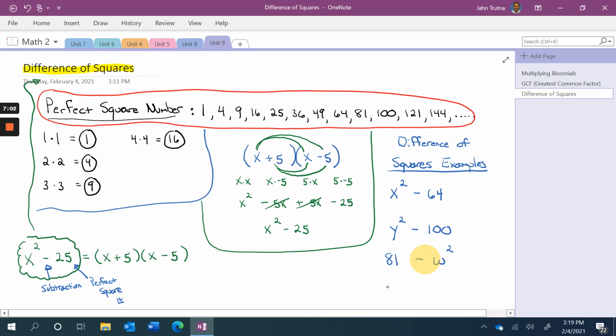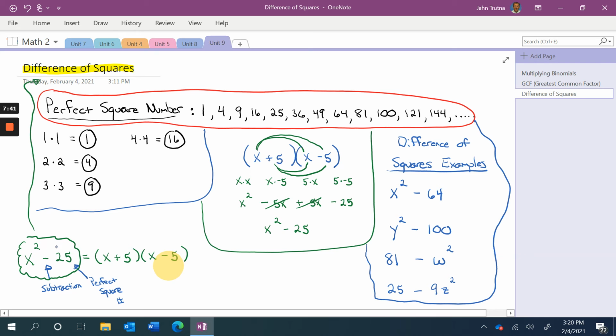Another example would be something like this. How about 25 minus 9z to the second power? Notice this one right here. All the numbers you see have to be perfect square numbers. 25 and 9 are perfect square numbers, and then we have to have the subtraction sign there. So that would be the idea. The first thing that you want to do is recognize a problem that falls under the category of the difference of squares.